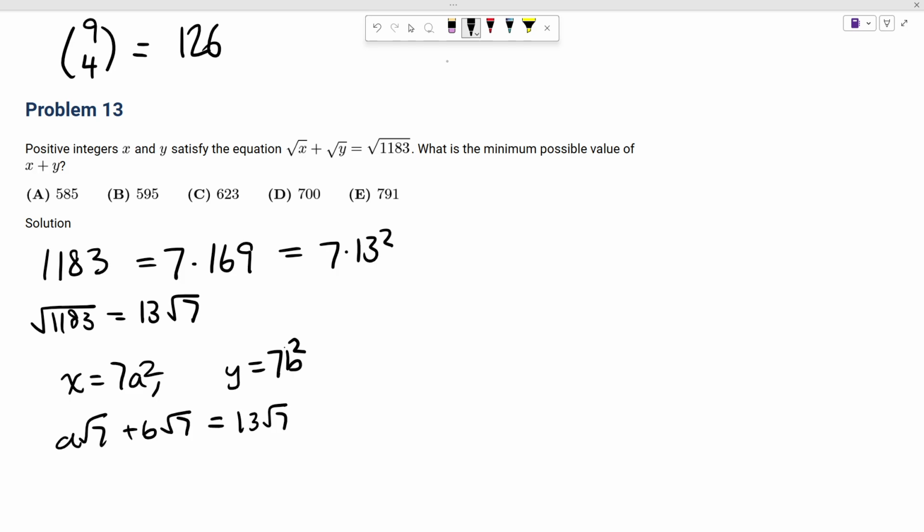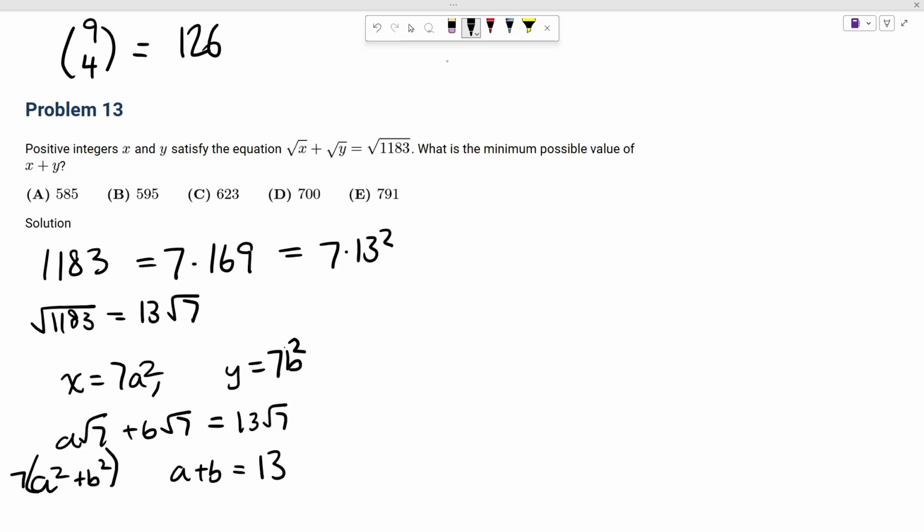Since we want x plus y to be as small as possible, that's the same as making a squared plus b squared as small as possible, because x plus y is 7 times a squared plus b squared. And we're given that a plus b is equal to 13.